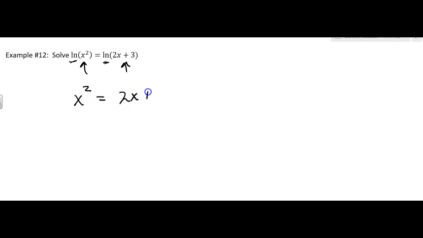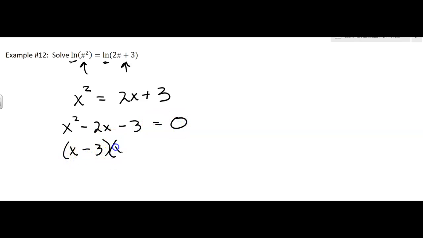Okay, so we're going to say the argument here, x squared, has to equal the argument here, which is 2x plus 3. That's a quadratic equation, there's no logarithms in it. We're going to set it to 0. We're going to factor it. And we're going to get some solutions, 3 and -1.